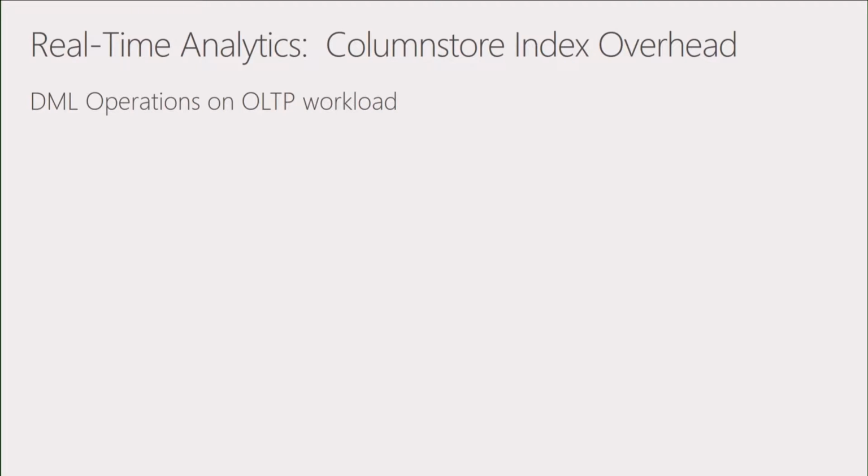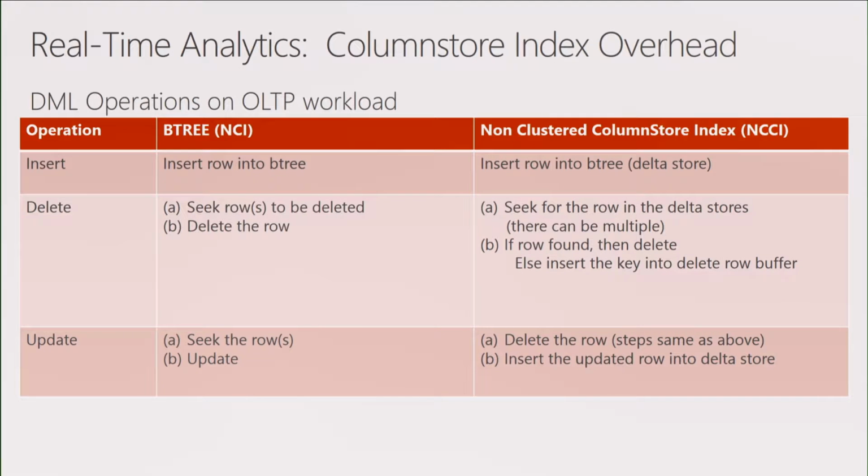So we need to minimize overhead, right? We're adding this whole new structure in here, and we need to minimize the overhead involved in it. There's a number of operations that might induce overhead for us. We have inserts. In the B tree, you just insert the row into the B tree. Non-clustered column store index, you insert the row into the B tree of the Delta store.